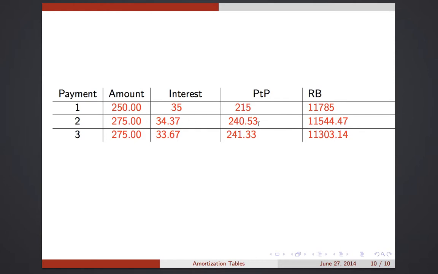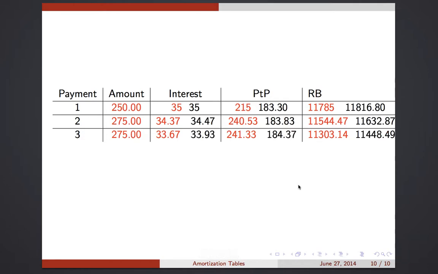So in any case, 63. Okay, so this number is probably also off by 10 cents. But in any case, the idea is the same. You use how much he owes after the first payment to figure out the interest. You take that interest away from the payment amount to get your portion of principal. You then take the amount that you just owed, subtract this 240.53, and you get this number, etc. So the process is the same.